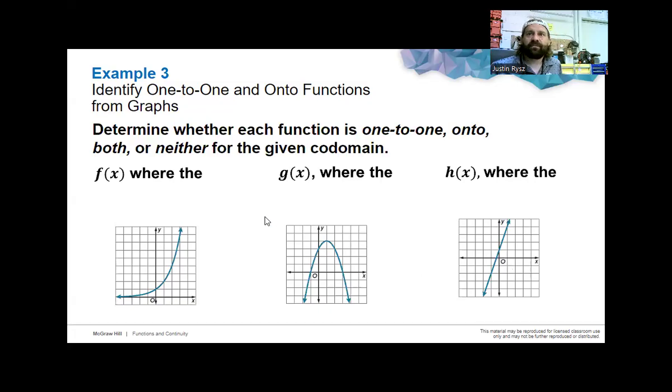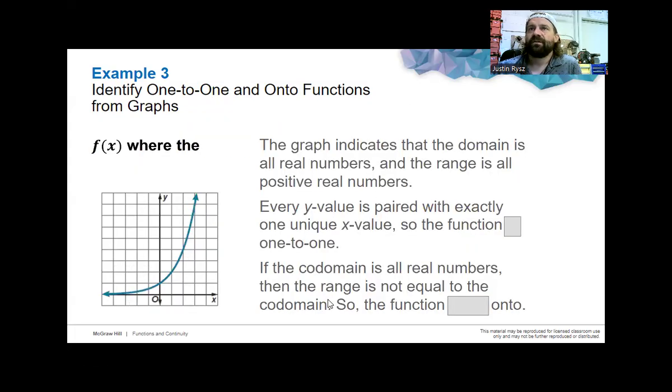Okay, so that was with the story problem. Now let's look at the graph here. If we're looking at just strictly graphs, we're going to determine whether it is onto, one-to-one, both, or neither. So we've got f of x, g of x, and h of x. Okay, so we've got f of x here.